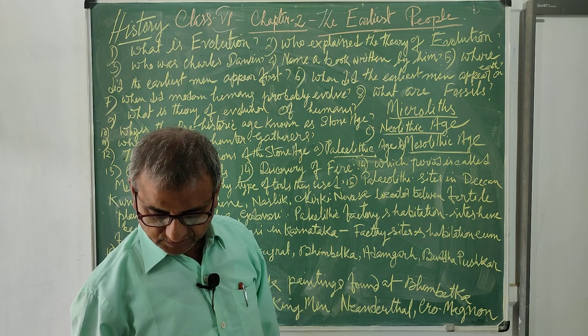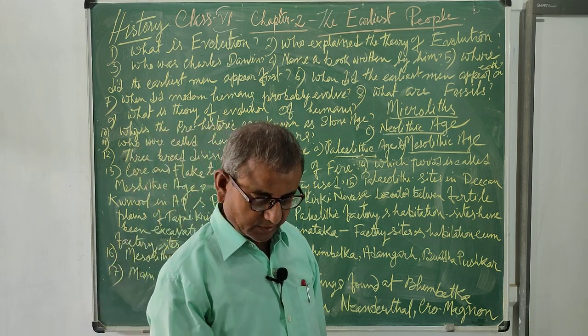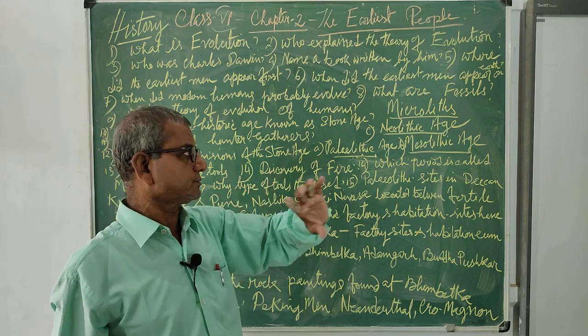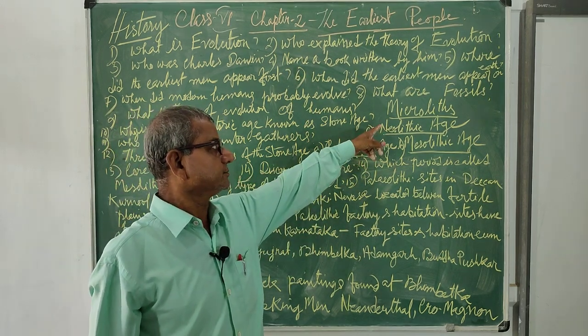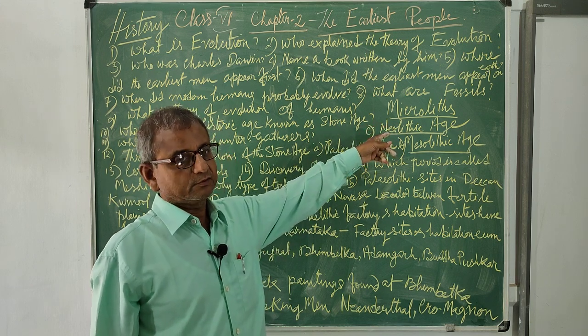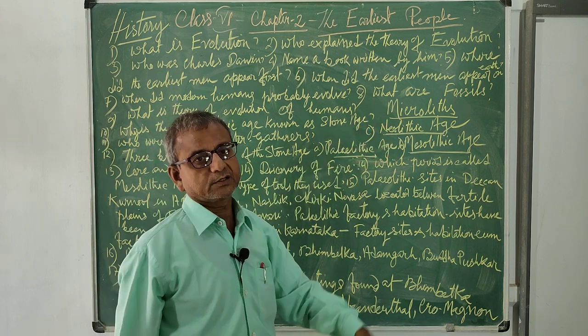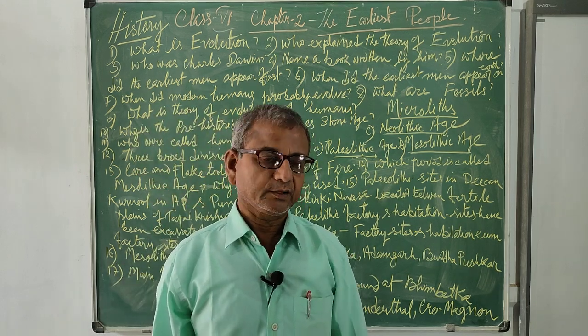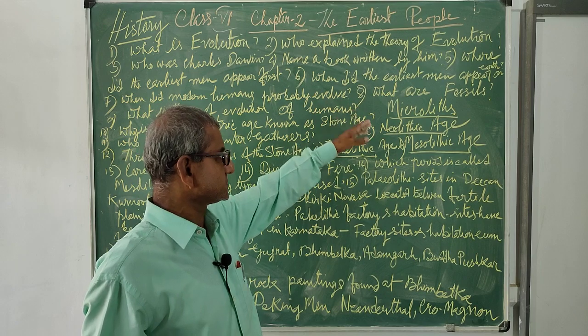Microliths, we see that during this time very sharp stone blades were used by them. The tools were known as microliths, which were also used for hunting animals and cutting, for different purposes.